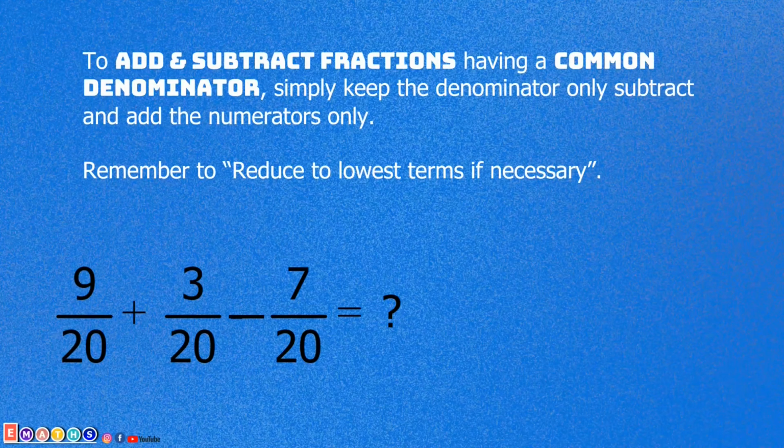To add and subtract fractions having a common denominator, we simply keep the denominators unchanged and only add and subtract the numerators. Remember to reduce to lowest terms if necessary. Here we've got 9/20 plus 3/20 minus 7/20. Remember, we keep the denominators unchanged and only add and subtract the numerators.